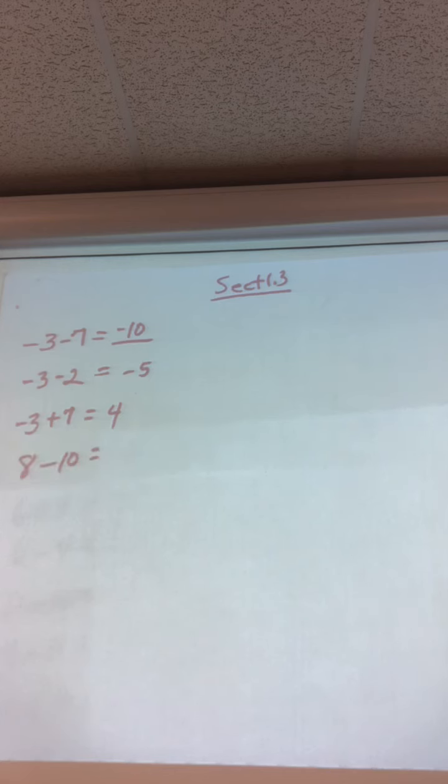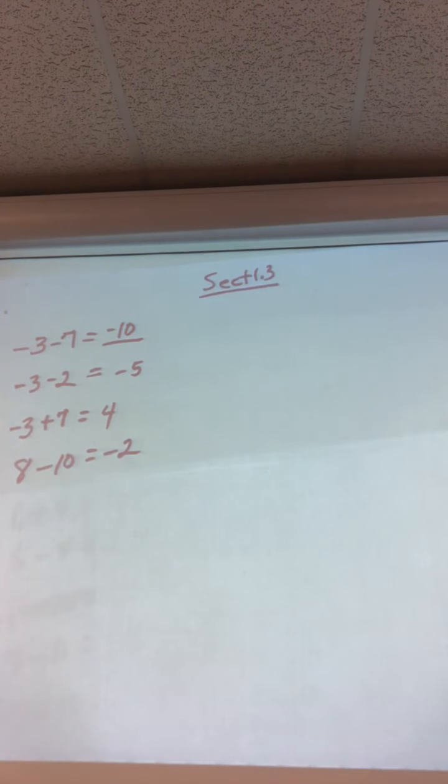Let's do another one. Let's suppose you win 8, but then you lose 10. What are you? You are down 2. Here's another way to look at that. Suppose you have $8 in your checking account and you write a $10 check. Then what does that mean? It means you are overdrawn $2.